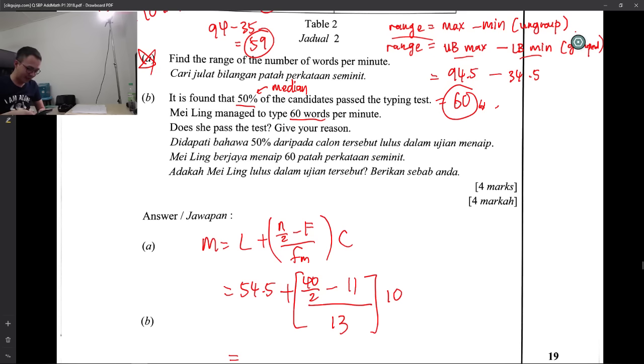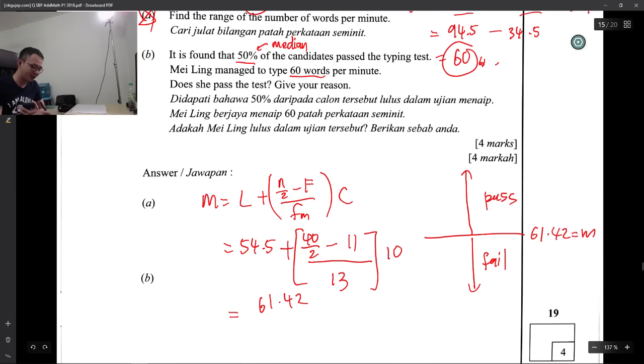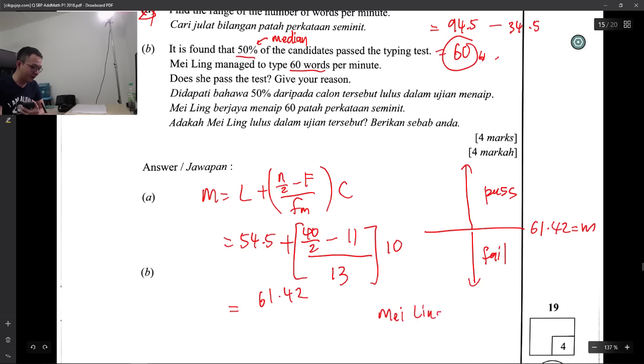So 20 minus 11 divided by 13 multiply 10 plus 54.5. This one is 61.42. So that means over here, let's say 61.42 is my median value. Any person above 61.42 is pass. Any student below 61.42 will fail. So in this case, the mailing only types 60 words per minute. So the mailing will fail the test. Okay, so this is how we get the pass and fail thing.